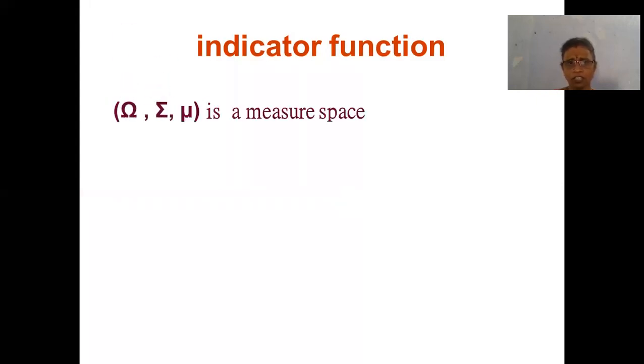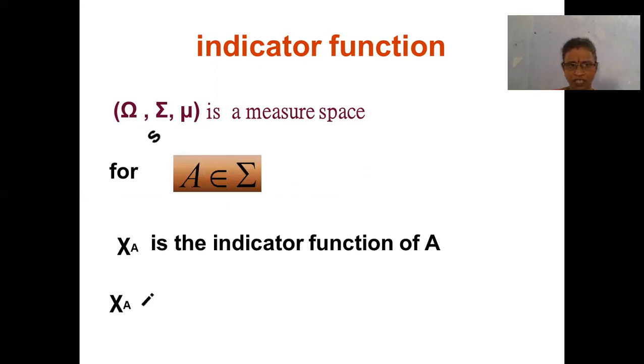Now, we are going to see indicator function. What is indicator function? The triple omega, sigma, mu is a measure space, and A belongs to sigma. The characteristic function chi_A is the indicator function of A. chi_A is measurable.